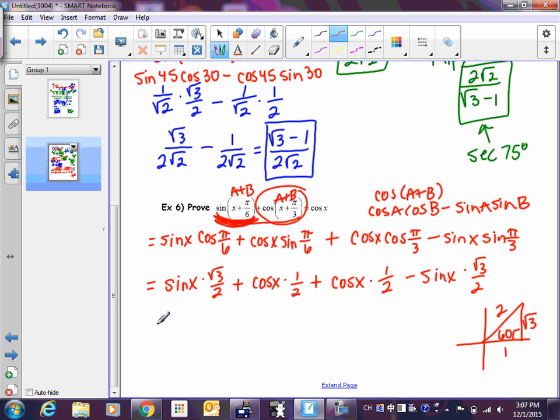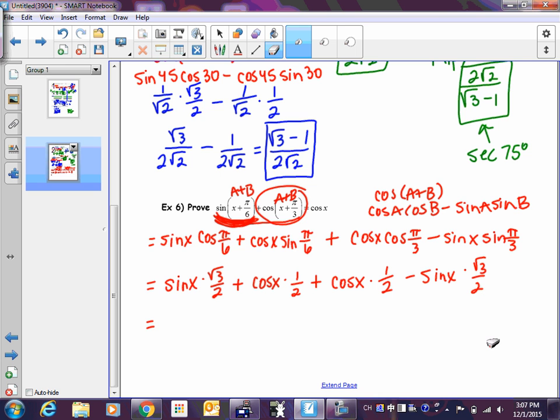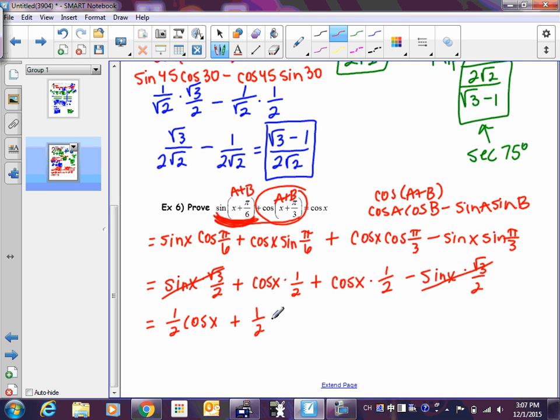Okay, so what I want you to notice is, is there anything that looks like it's going to cancel? Something maybe that's positive and then you see the same thing, but it's negative. Yeah, look, right here. Sine x times root 3 over 2 and minus sine x times root 3 over 2. All right, now we have cosine x times 1/2 plus cosine x times 1/2. Just for fun, I'm going to rewrite this where the half is in front. These are not canceling because they're both positive.